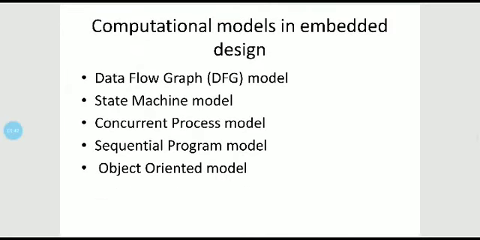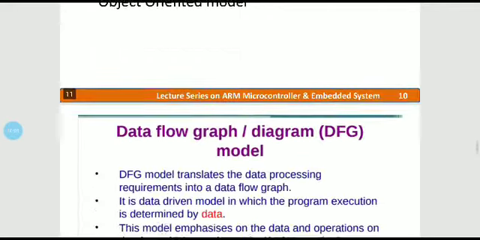Then selecting a model. We have said that we will select one particular model, so what are those different models? The computational models in embedded system design are the data flow graph model, state machine model, concurrent process model, sequential program model, object-oriented model, and so on. We'll see them one by one.